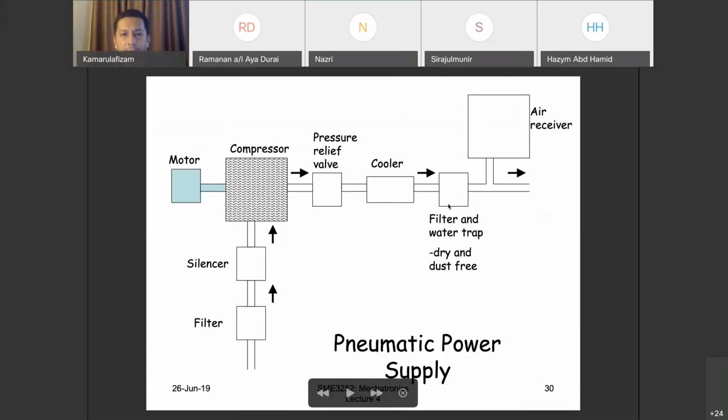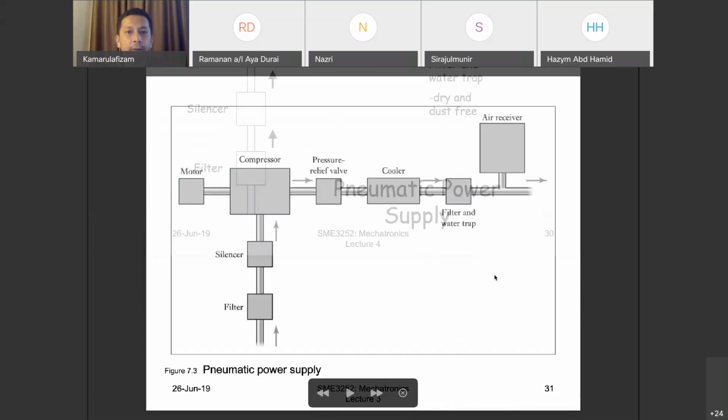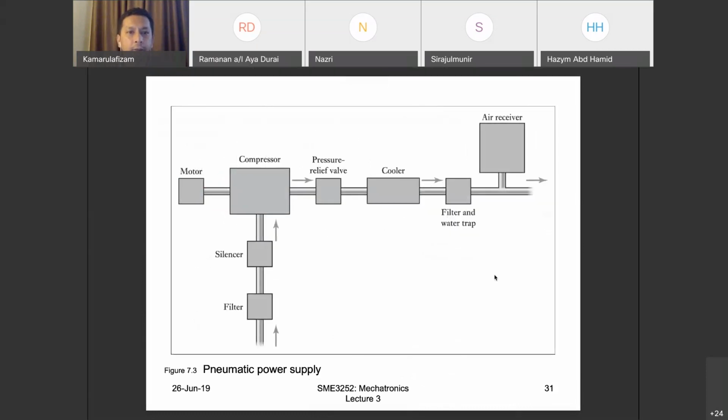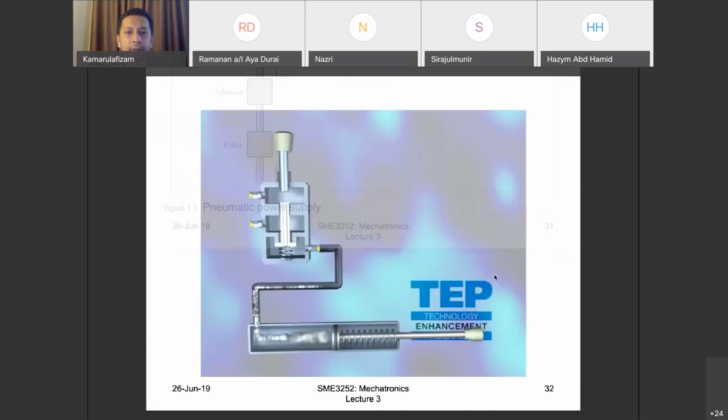Okay, sometimes they have dryer untuk prevent air duduk dalam you punya air receiver ni. Okay, in some case, okay. Pressure relief valve, yeah, this is the same thing.